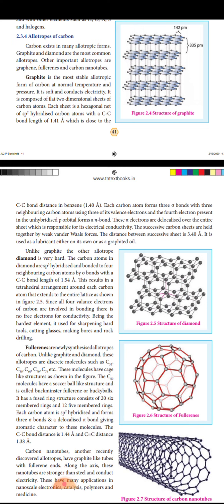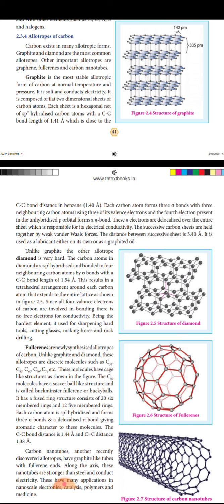The successive carbon sheets are held together by weak van der Waals forces. The distance between the successive sheets is 3.40 angstrom. It is used as a lubricant either on its own or as graphite oil. This is the structure. Figure 2.4 is the structure of graphite.